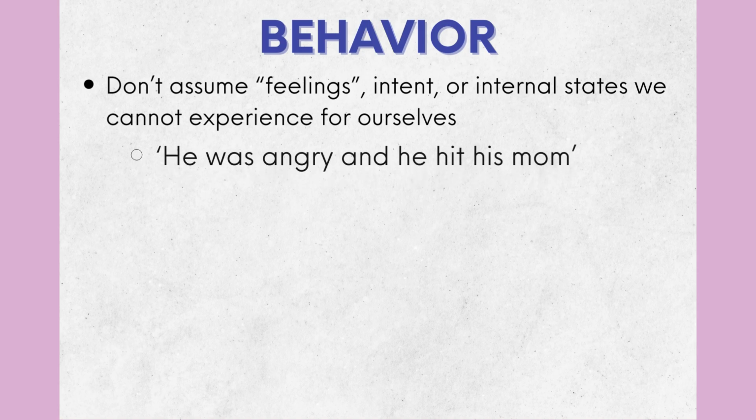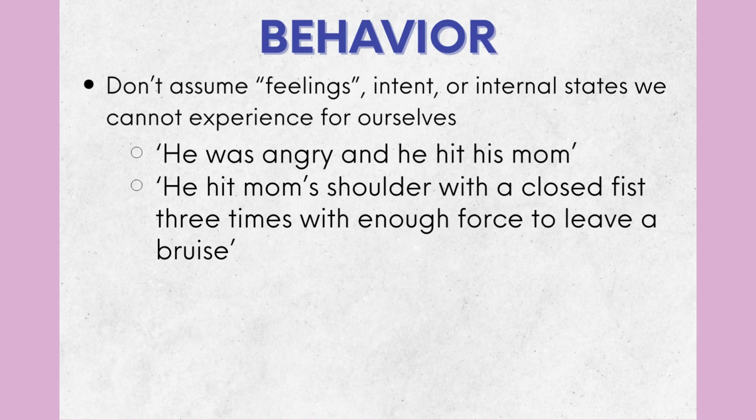So, for example, this description, he was angry and he hit his mom, is assuming that the individual is angry, which we can't know for sure, and is ultimately kind of irrelevant for our purpose of decoding the function of this behavior. A better way to describe this behavior would include a description of what hitting looked like and the impact that it had on the environment, including other people. So you might write it like, he hit mom's shoulder with a closed fist 3 times with enough force to leave a bruise. This speaks to the impact that it had to other people, and it gives a little more detail about what hitting actually looked like.